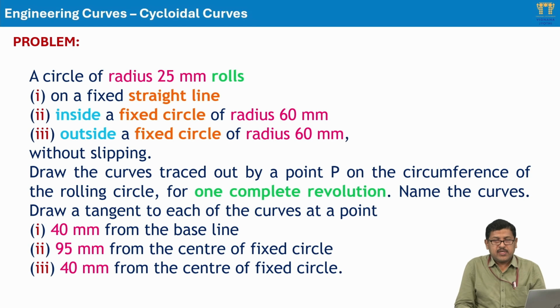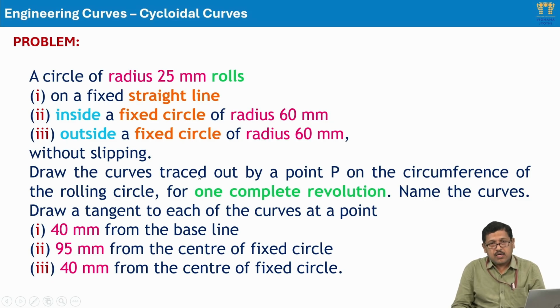Let us now move towards the problem. So this is the given data. A circle of radius 25 mm rolls on a fixed straight line in the first case. In the second case, it rolls inside a fixed circle of radius 60 mm, and in the third case it rolls outside a fixed circle of radius 60 mm without slipping.